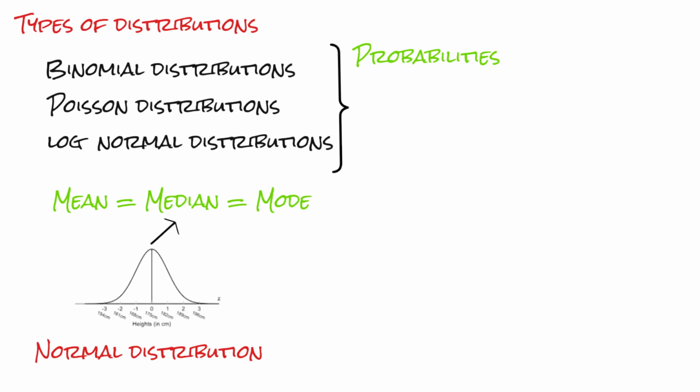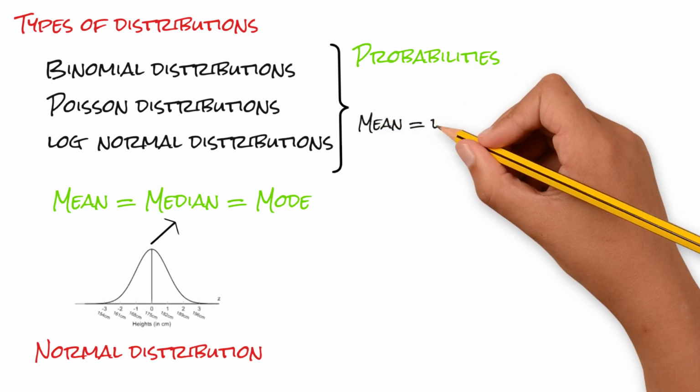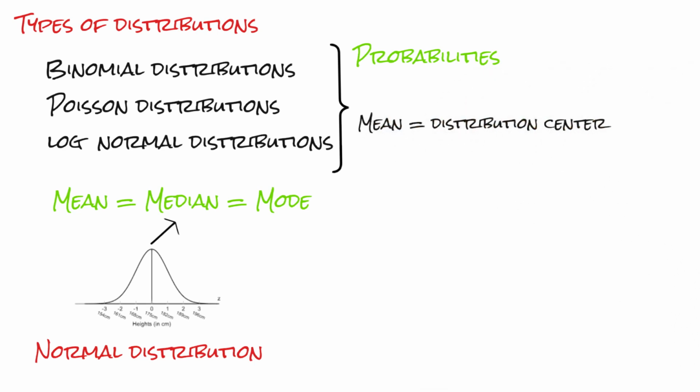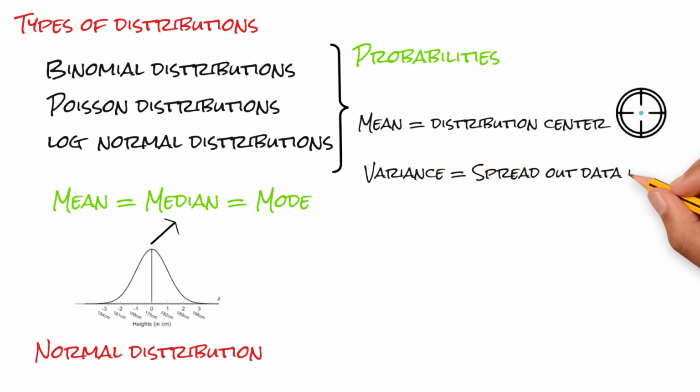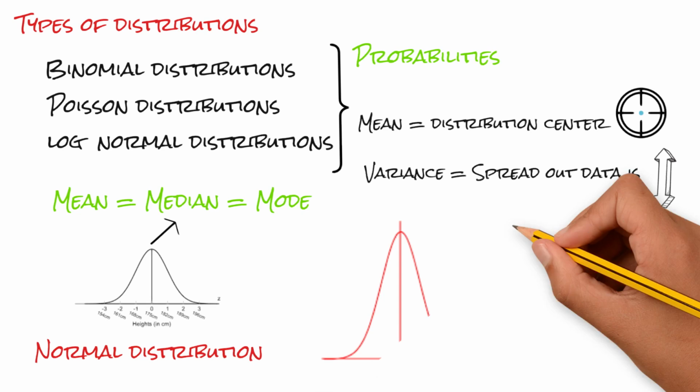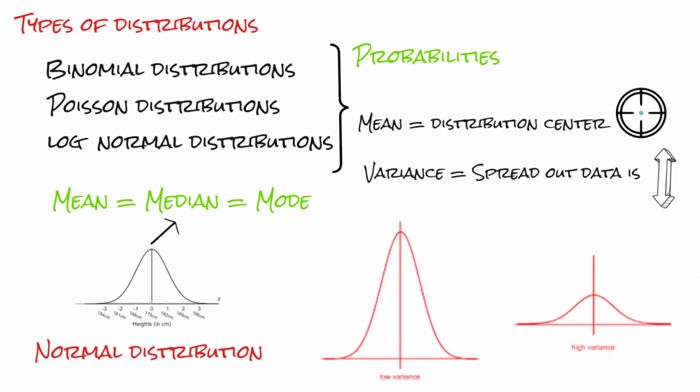Speaking of mean and variance in the Gaussian distribution, the mean acts as the distribution's center while the variance dictates how spread out the data points are. A smaller variance gives you a narrower peak, while a larger one results in a broader one. Essentially, a larger variance means more data spread.